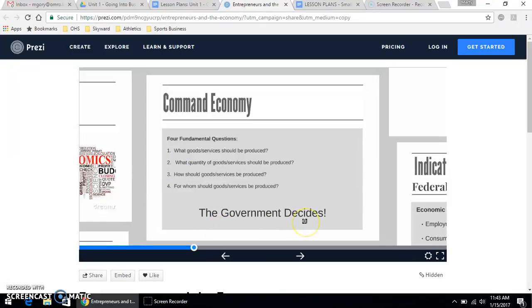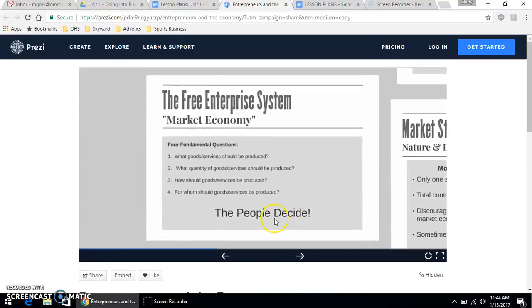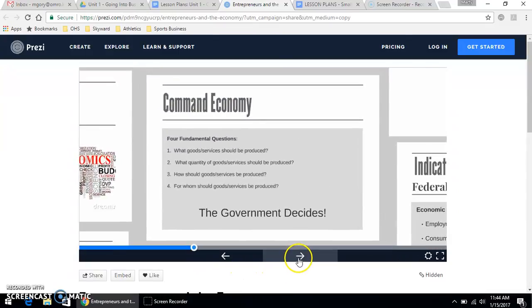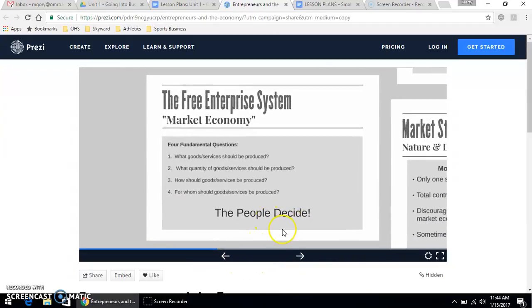The government decides according to the four fundamental economic questions, which is different from the free market, which is also known as a free enterprise system. So in a free enterprise system, all of the four economic questions are asked again, and this time it is decided by the people or by the consumers. So two different types of economic structures, the command economy and the market economy. One dominated by the government, the other dominated by the people.